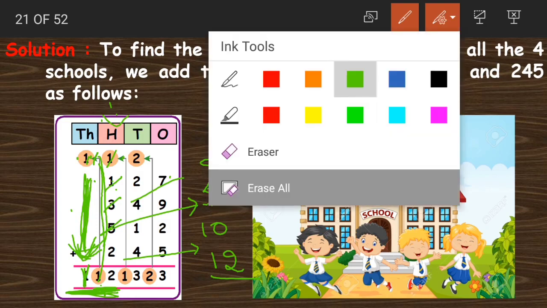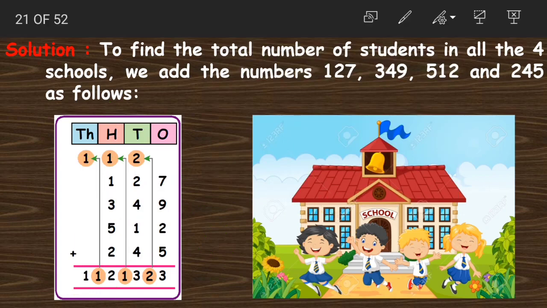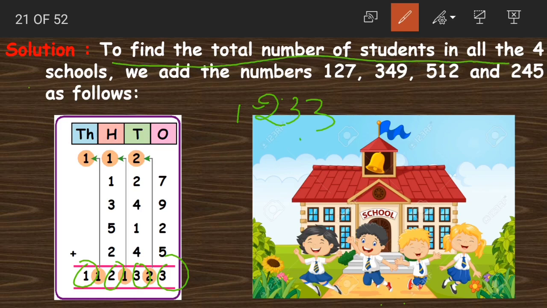So the final answer of the addition would be what? 1233. 1233 students are there in total. This is the total number of students in all the 4 schools. Clear children? Yes. Very good.